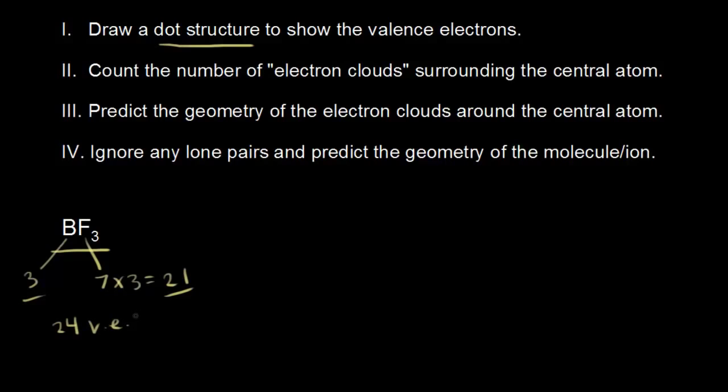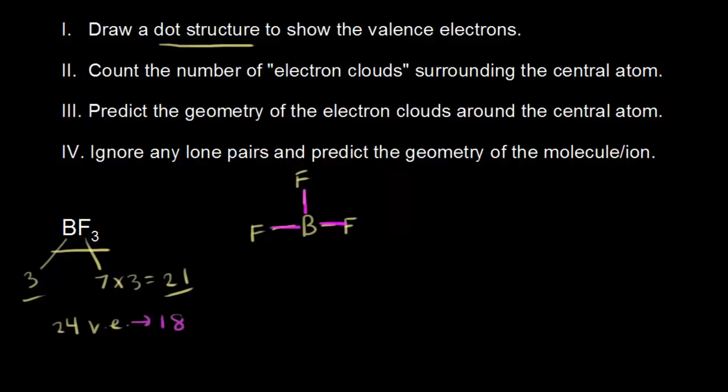Boron is less electronegative than fluorine, so boron's going to go in the center like that, and the boron is bonded to 3 fluorine atoms. I'm going to go ahead and put in those 3 fluorine atoms like that. So we just represented 6 valence electrons, so here's 2, 4, and then 6. So 24 minus 6 gives me 18 valence electrons left that we need to worry about.